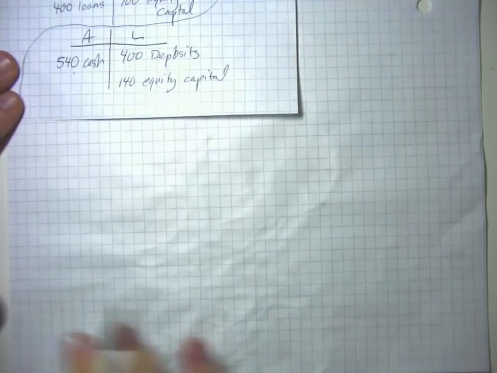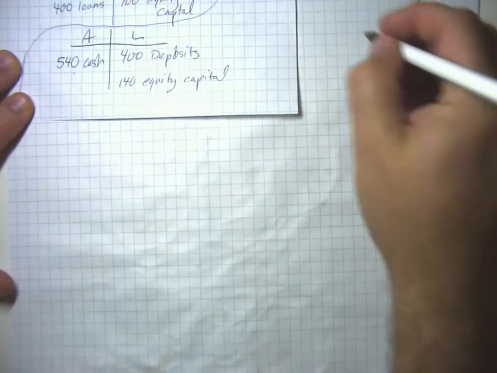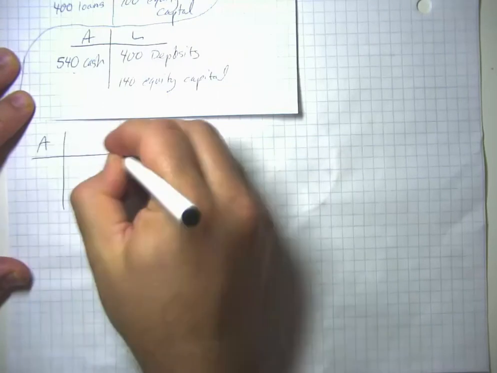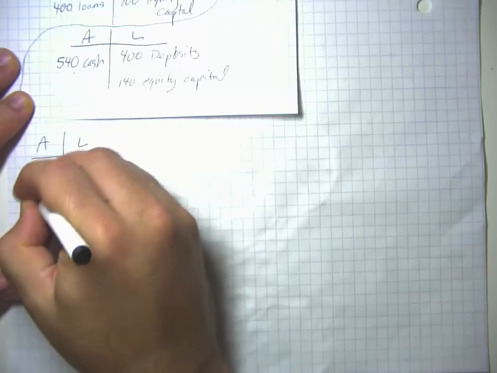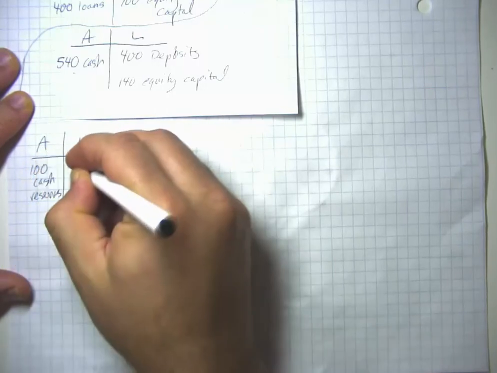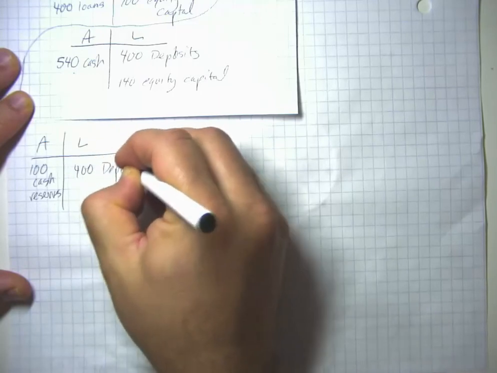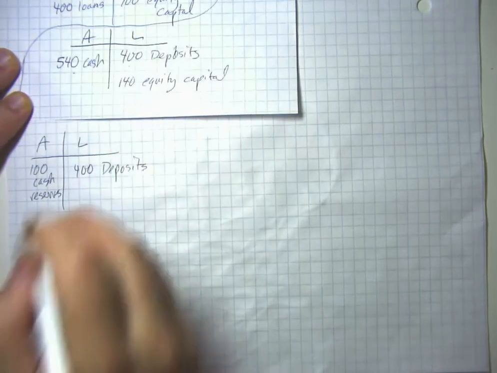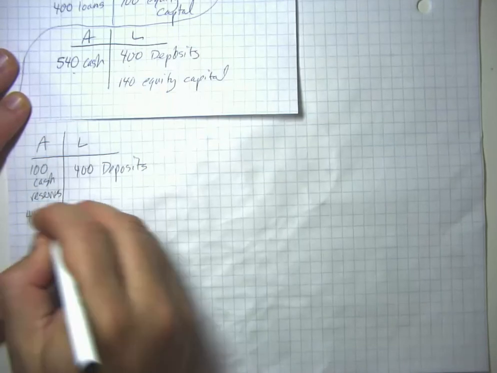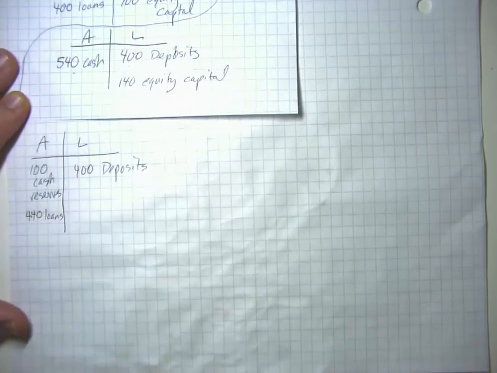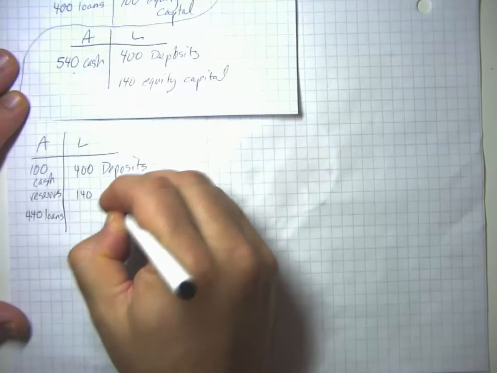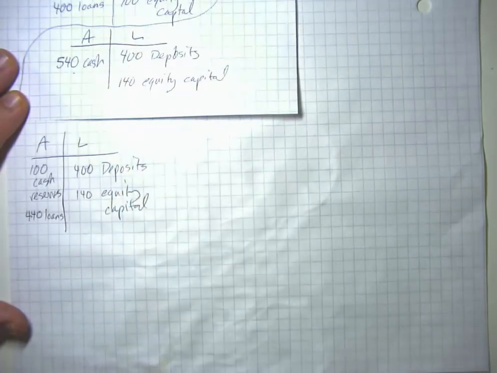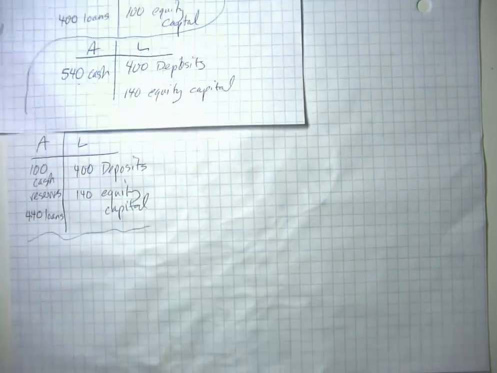Let me go ahead and keep this in the corner here so you can see it. Now let's say that I loan out some more of this money. I'm still going to keep $100 cash reserves in case my depositors want their money back. I still owe $400 to my depositors, and I'm going to lend out $440 worth of loans. And I had $140 worth of equity capital. So far, so good. But then bad things are going to happen to me.